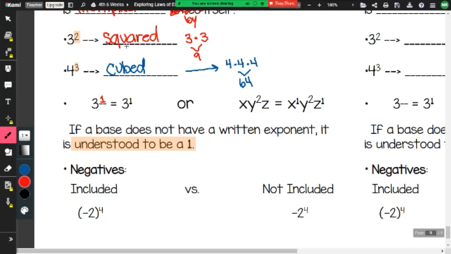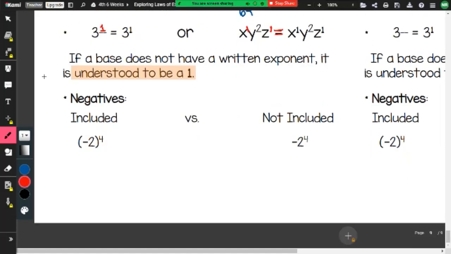Or look at this in terms of variables. x y squared z is the exact same thing as writing x to the power of 1, y squared, z to the power of 1. Just because you don't see the exponent doesn't mean it doesn't exist, just like whenever we had coefficients. Now, the whole unit is called laws of exponents, and we're learning different rules. Laws of exponents affect the exponent, not the base. Everything that we do this week is going to affect the exponent. I'm going to repeat that over and over. I'm going to sound like a kindergarten teacher, but it's because this is the most basic one. You need to know this one to move on.